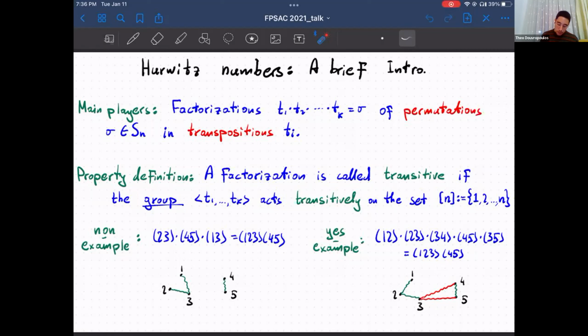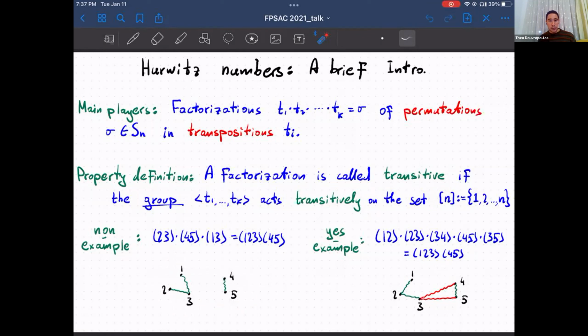What are the conditions? The factorization has to be transitive. Transitive means that the collection of transpositions that you use acts transitively on the natural set that the symmetric group acts on, right? One way to think about it is that you can model transpositions with edges between their corresponding numbers. And then if the collection of edges that you have is connected, then the group generated by the transpositions is all of S_n, otherwise it would be something smaller.